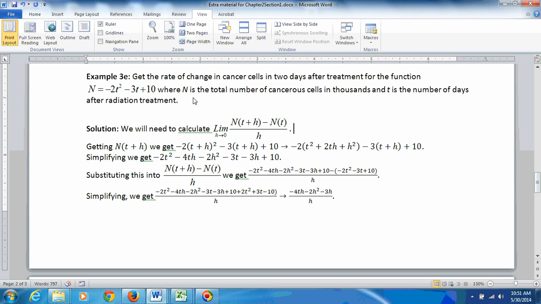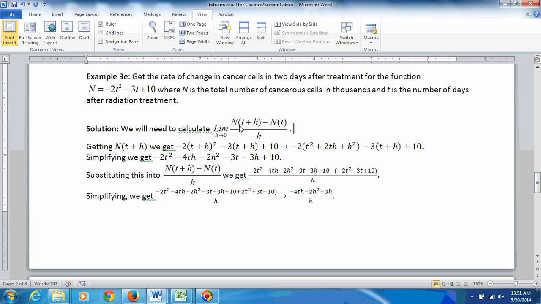So to get this rate of change at this particular day, you have to use the difference quotient and get the limit as h approaches 0. So we have to do n of t plus h minus n of t over h. It's very similar to what we had before, f of x plus h minus f of x over h. The x in this case is t, that's the variable we're dealing with, and the function is not f of t, it's n of t.